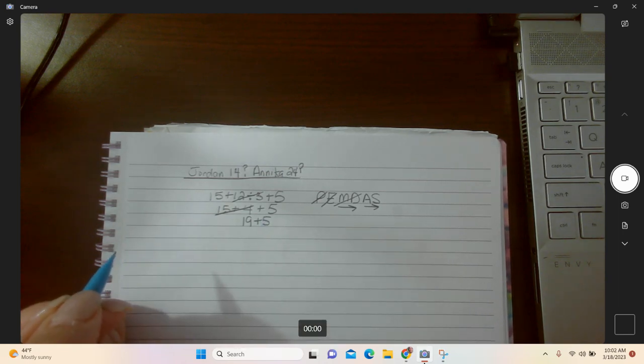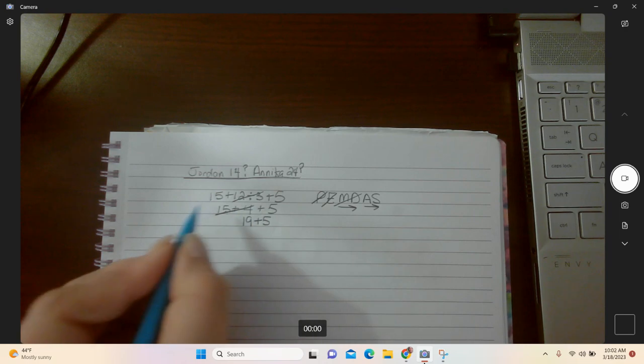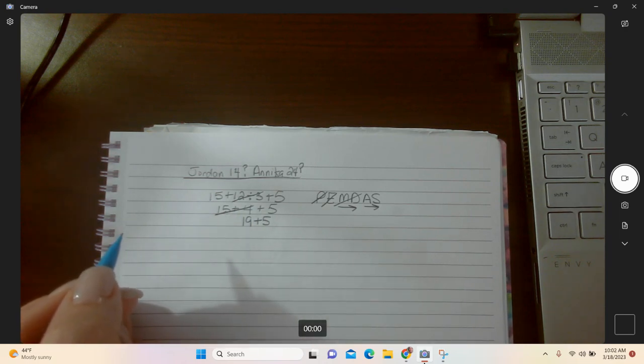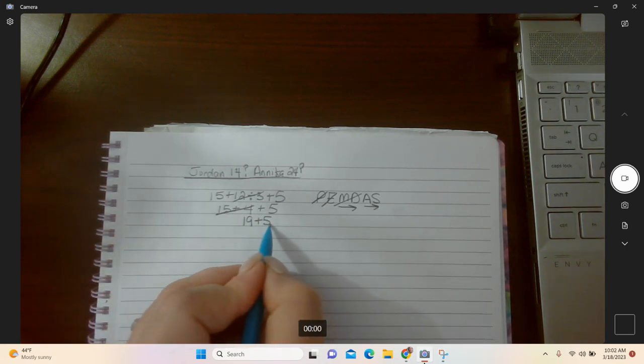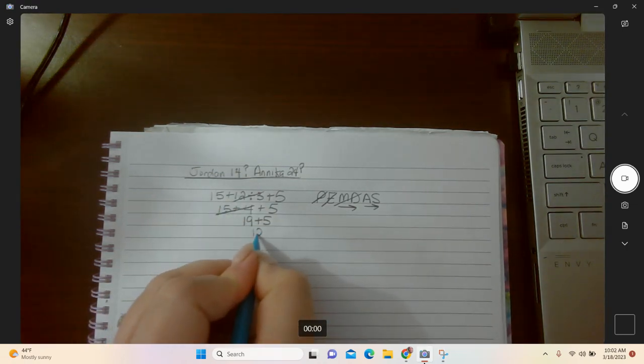I really strongly encourage you not to skip the step of writing it down just to get in practice for higher math when you get older. I know that you can probably add all 3 numbers in your head and go right on with it, but get into good habits of organizing your paper. All right, 19 plus 5, 20, 21, 22, 23, 24. And our answer is 24.